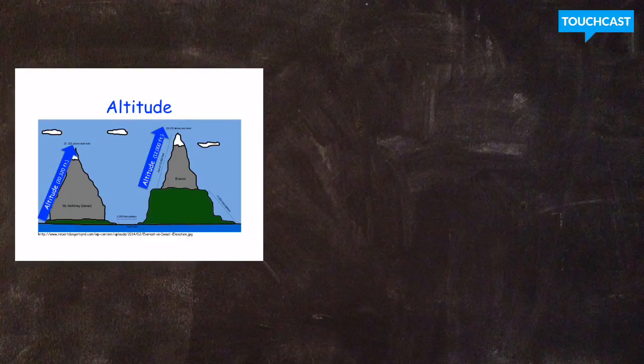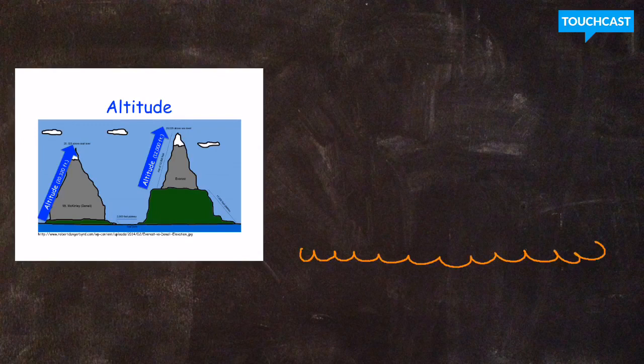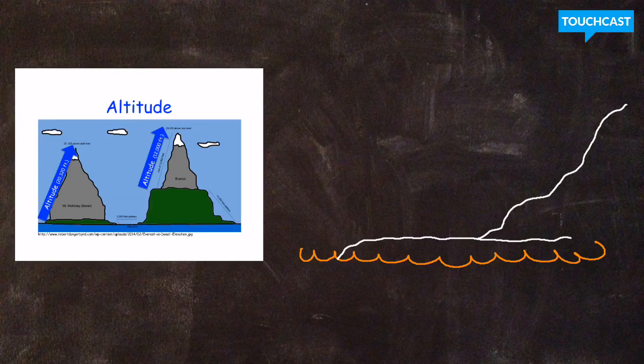Okay, first we're going to start looking at the difference between altitude and elevation. Elevation is how far away you are from sea level. So let's say that we live on land, and then in that land we have a mountain. So we have two things we want to talk about: the land, and then the mountain.